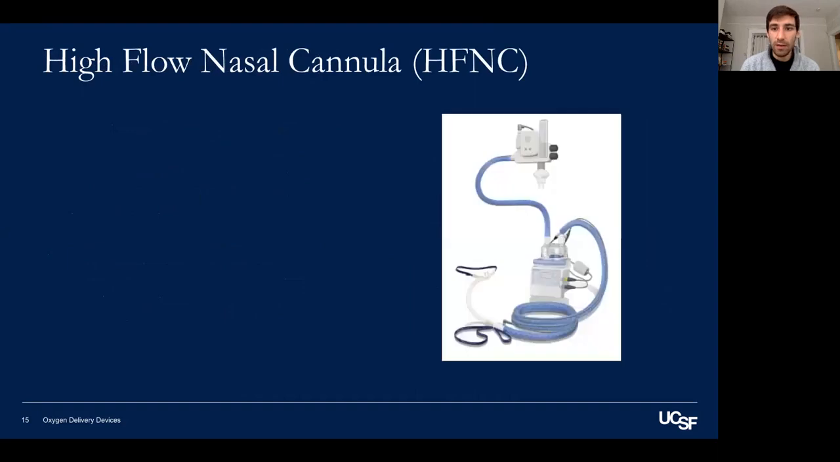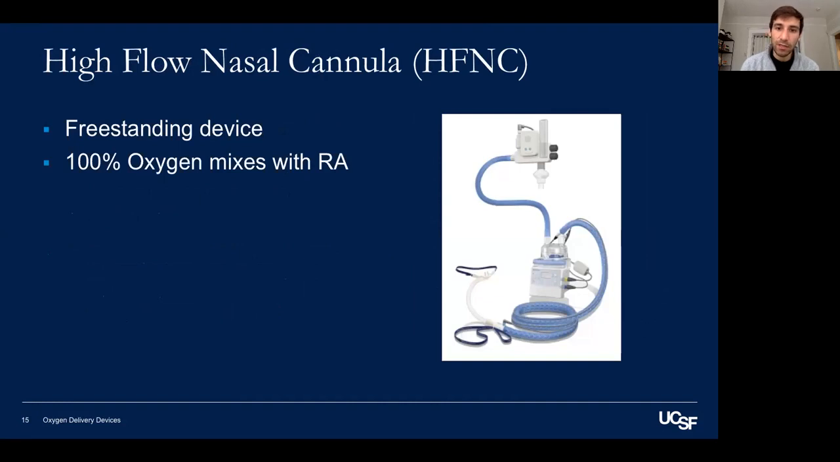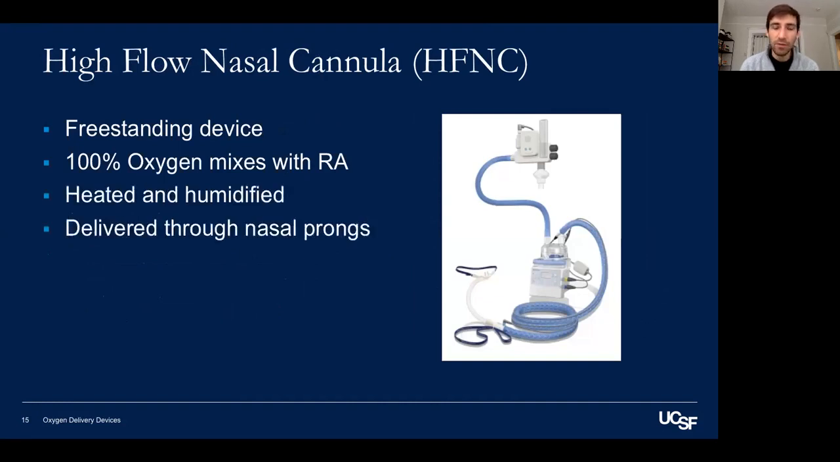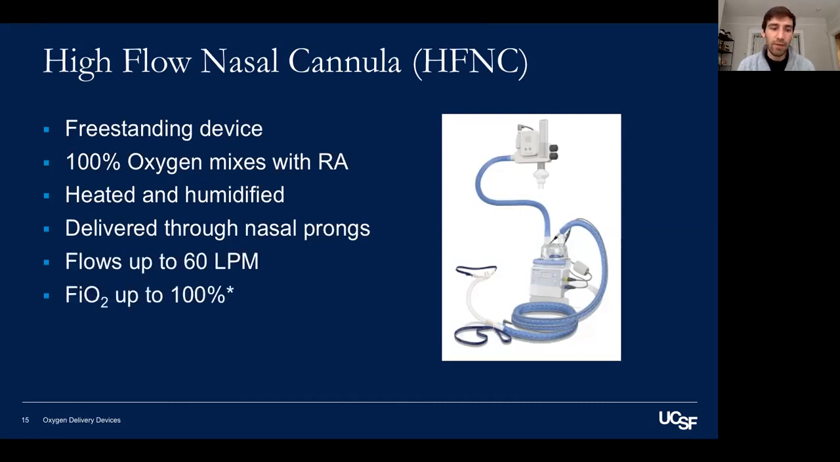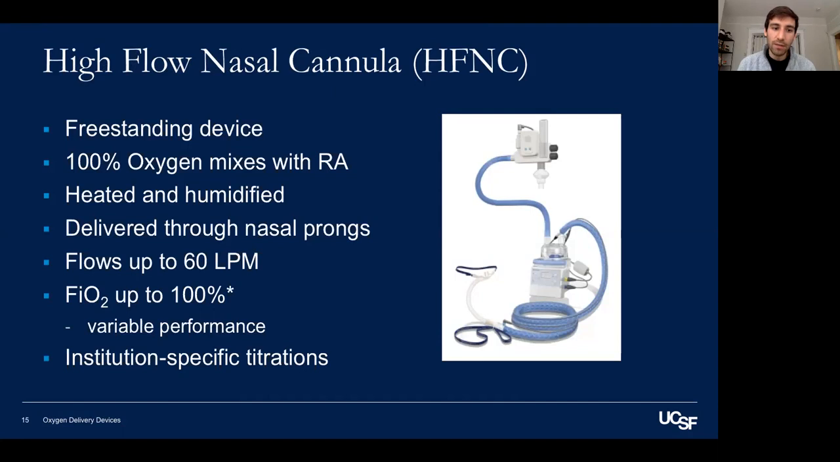Next is high flow nasal cannula. One device is shown here. It's a freestanding device that mixes 100% oxygen with room air. It's heated and humidified to enable delivery of high flows, and it's delivered through a little more sturdy nasal prong than compared to your basic nasal cannula. Flows are up to 60 liters per minute, and FiO2 is up to 100%. The caveat here is that this is, again, a variable performance device. And there are institution-specific titration schedules where respiratory therapists sometimes have a limit on the flow they can use, as well as whether they titrate the flow or FiO2 first.